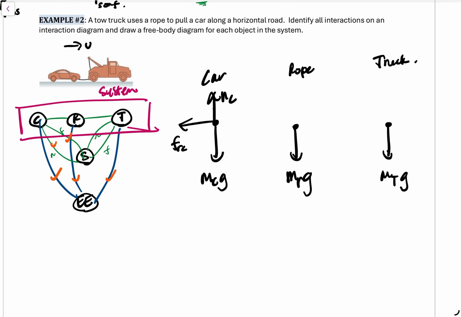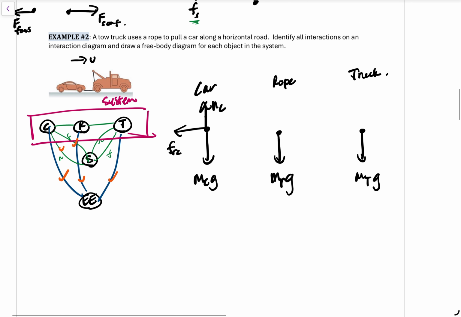I'm going to hold off on the rope for just a second. Let's go ahead and look at the truck and the surface. For the truck and the surface, we're going to have a normal force, of course. This is the normal of the truck. And then this one, the friction.